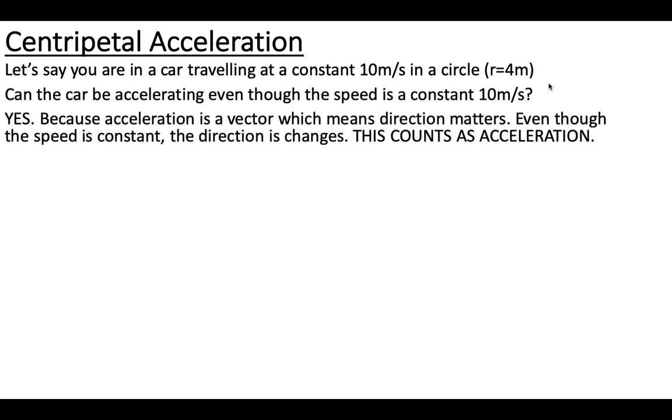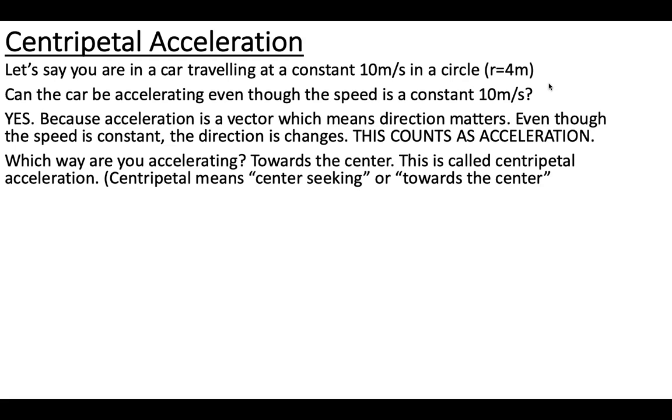Speed is constant, but we're going in a circle, so is there acceleration? And the answer is yes, because acceleration is a vector. And I know I brought this up one other time earlier in this video, and that means when we're talking about vectors, it means direction matters. So even though the speed is constant, the direction is changing, right? The direction is changing, and that does count as acceleration. Your speed is not changing, but the direction is. So you are still accelerating because direction matters.